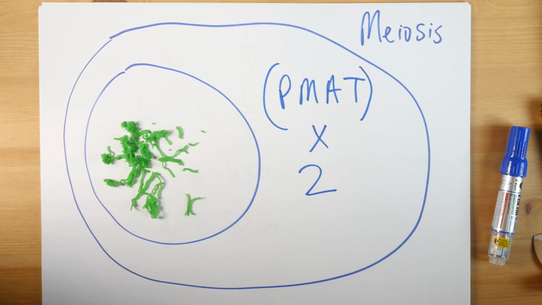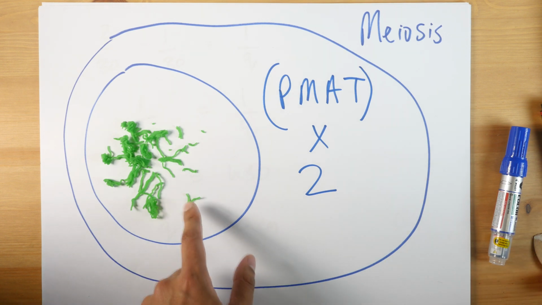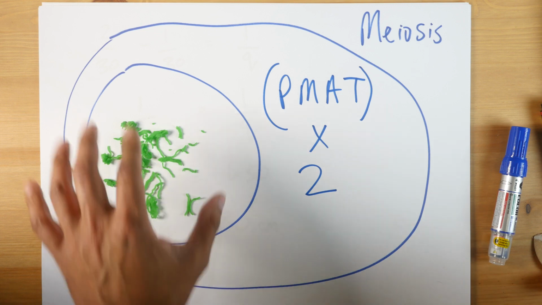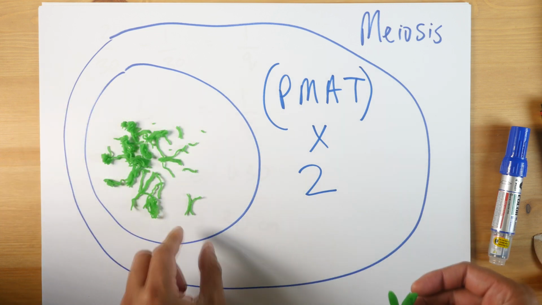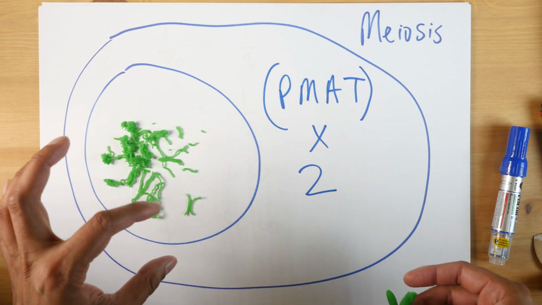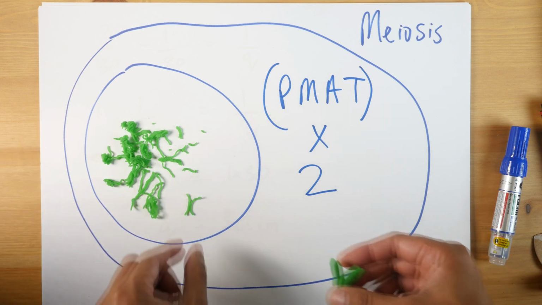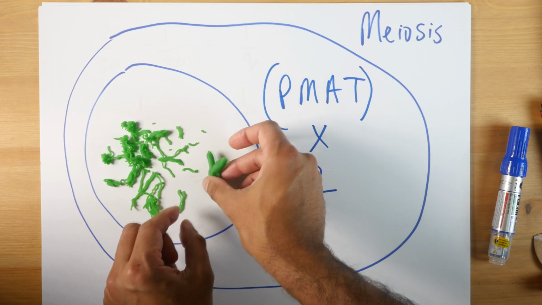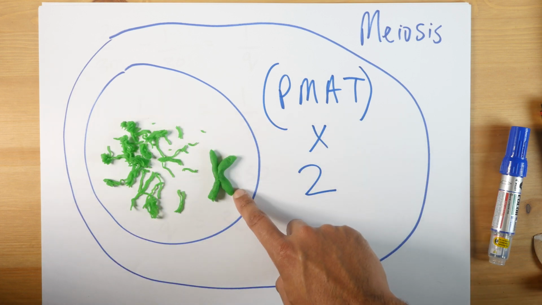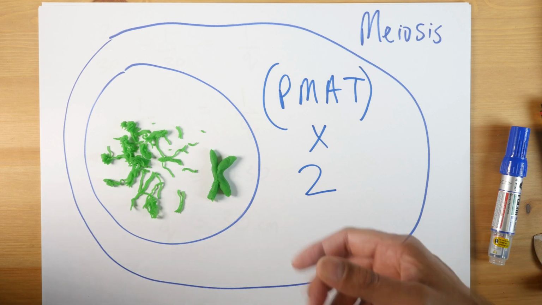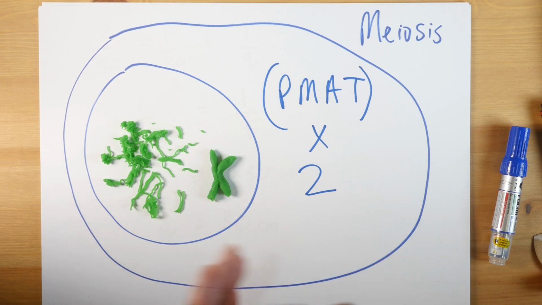And this is key. Now, during prophase 1, what happens is these things condense. Now, you have to imagine they're a little bit longer than this. I just didn't have the patience to make them that long. And so these condense, meaning they get shorter and fatter, and you can actually observe these under a microscope. Of course, there's not going to be just one of them. You're going to have 46 of them, just like this.